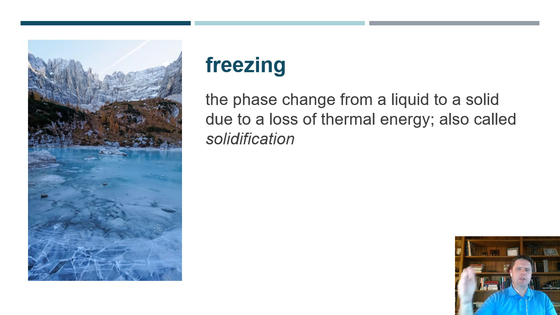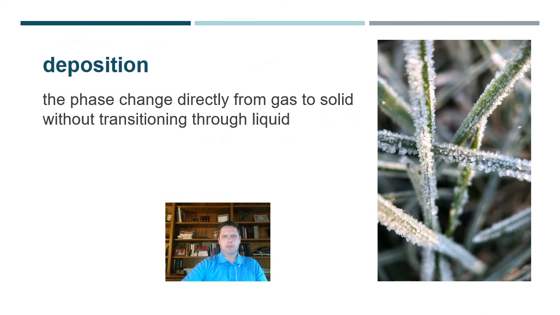Freezing is whenever we have a liquid that turns to a solid. And deposition is whenever you go from a gas straight to a solid. So here's an example of frost. We don't get a whole lot of that here in Texas. Every once in a while we'll get a little bit of that. Snow and hail are other examples of going right from water vapor to a solid state.